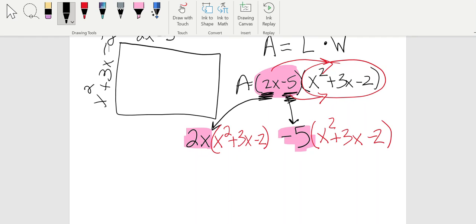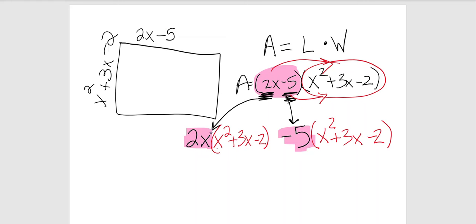Once I do this, I can apply the distributive property. When you have a term right up against the parentheses, that's where we're distributing. So 2x gets multiplied by x squared. Remember, 2x has an exponent of 1. And when you're multiplying, you add the exponents. So 2x to the first times x squared is x to the third.